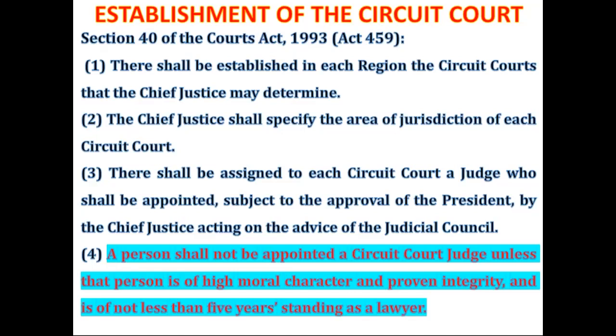So we now know the procedure for appointing a circuit court judge. The appointment is done by the Chief Justice, acting on advice of the Judicial Council and subject to the approval of the President. We also know that the qualification is that he must be of high moral character, of proven integrity, and of not less than 5 years standing as a lawyer.